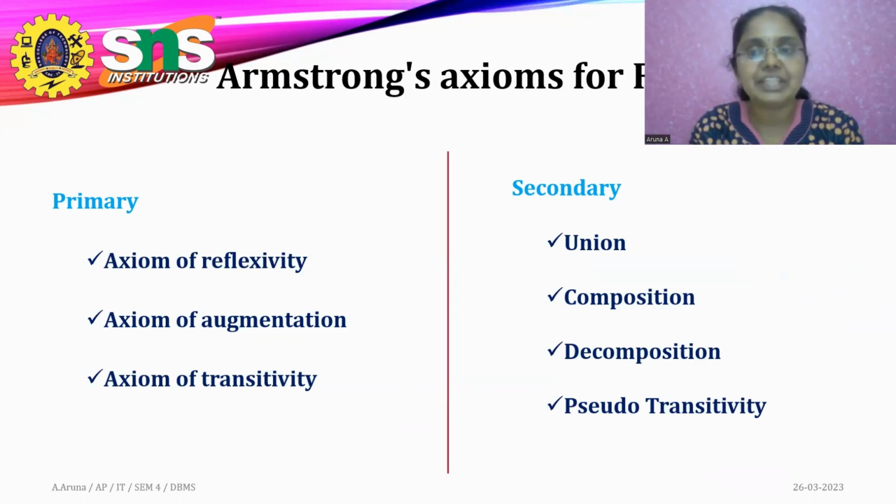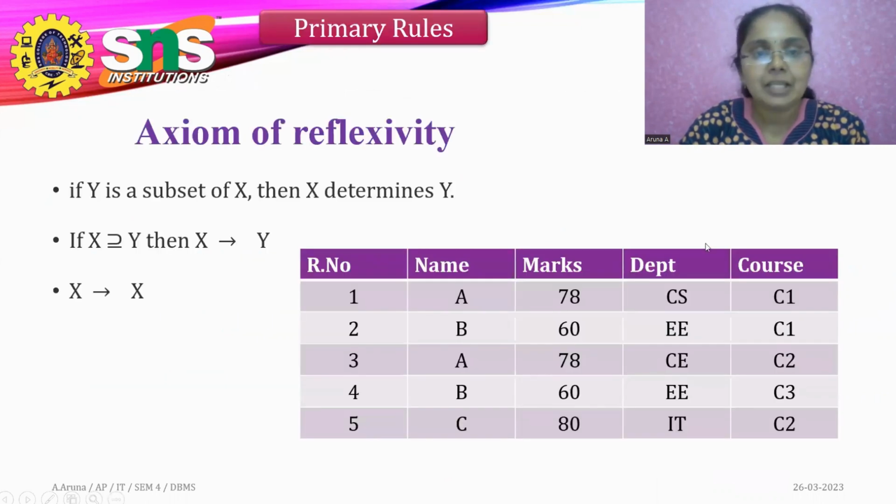There is a relation between these two things. And also, secondary can be derived from the primary attributes. Secondary is the union, composition, decomposition, and pseudo-transitivity.